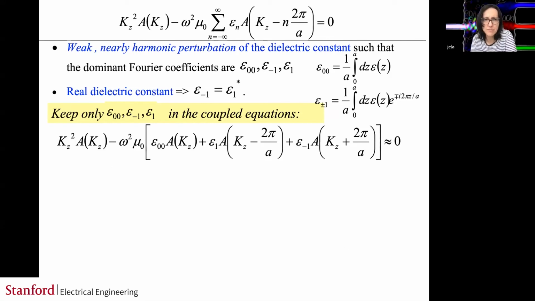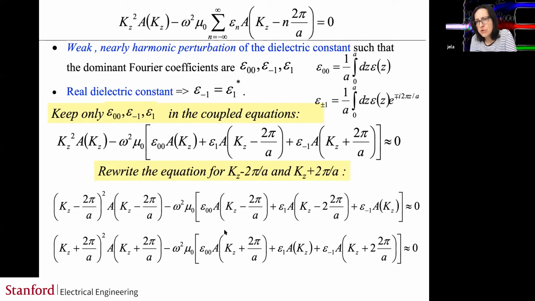And then, as in the three-dimensional case, we also said that we could rewrite this for arbitrary k plus g, where g is an arbitrary reciprocal lattice vector, and you can do that infinitely many times, but I'll just rewrite it for k plus 2 pi over a and k minus 2 pi over a. These are the most interesting ones because I'm already truncating it because of the epsilon distribution, right? So this is the same equation rewritten for k minus 2 pi over a and k plus 2 pi over a. And I'm sure you can do this. You don't have to look at it very closely. This is just a very simple exercise, just replacing k with k minus 2 pi over a or k plus 2 pi over a.